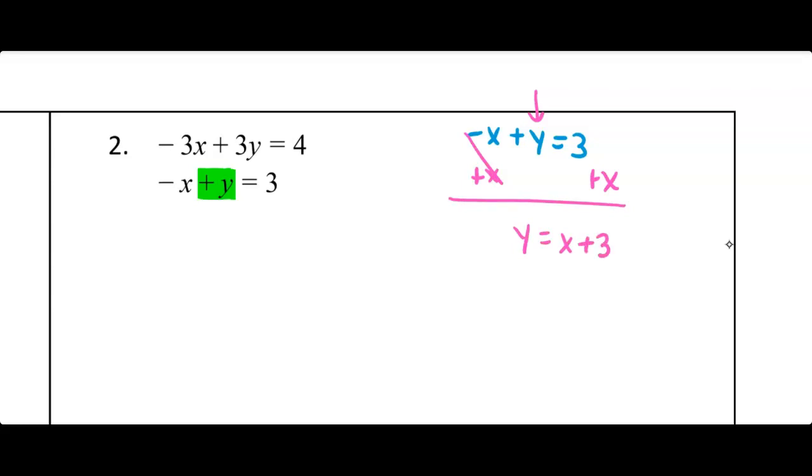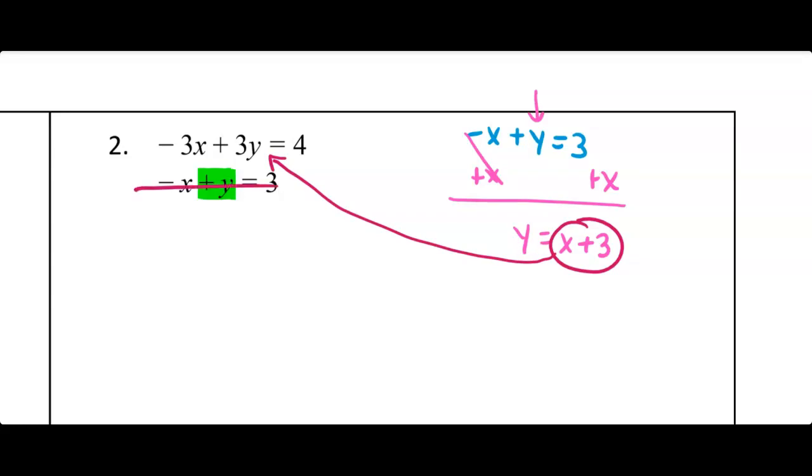You could have easily solved for negative x. Negative 1 is your second best option. If you don't have a positive 1 coefficient, but you have a negative 1, go for it because it's just as easy. Dividing by a negative 1 at the end will only change signs. It won't change your numbers.